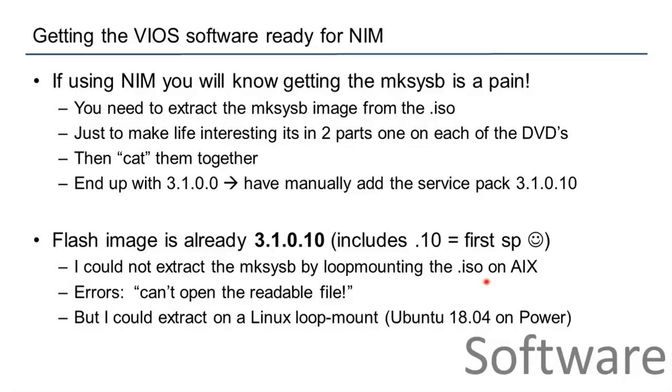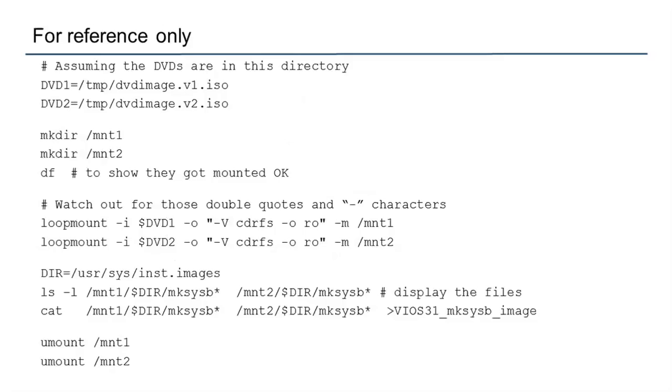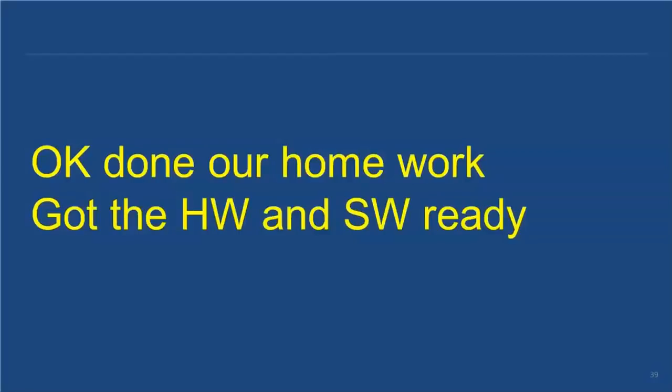I could pull out the mksysb. And because it's one ISO for the flash, because you can't put 2 ISOs onto a USB memory key, you only need one. There's only one single mksysb file, so it's simpler to get at, and it gives you the service pack for free. This is my, for reference only, way of actually extracting the mksysbs off DVDs. If there's 2 of them, you probably have your own method, but that's a quick way of doing it.